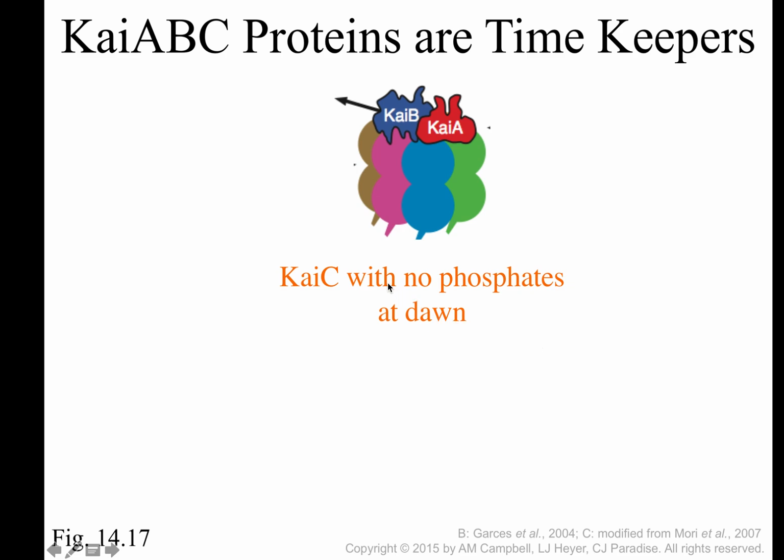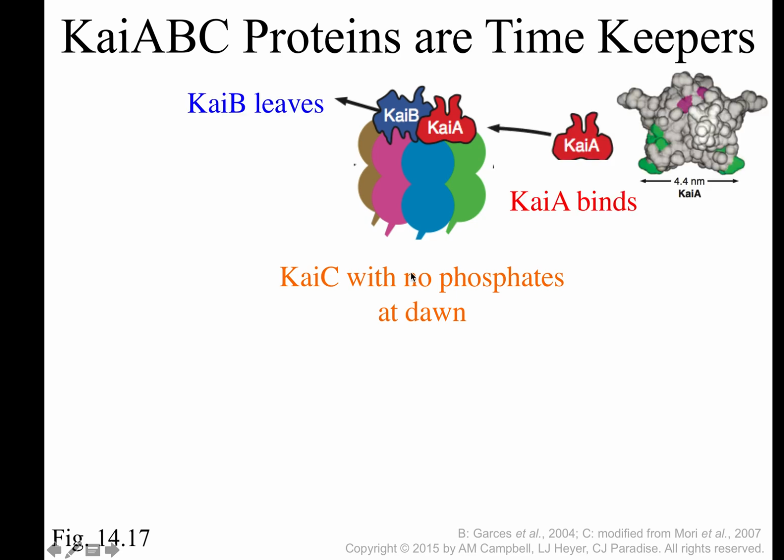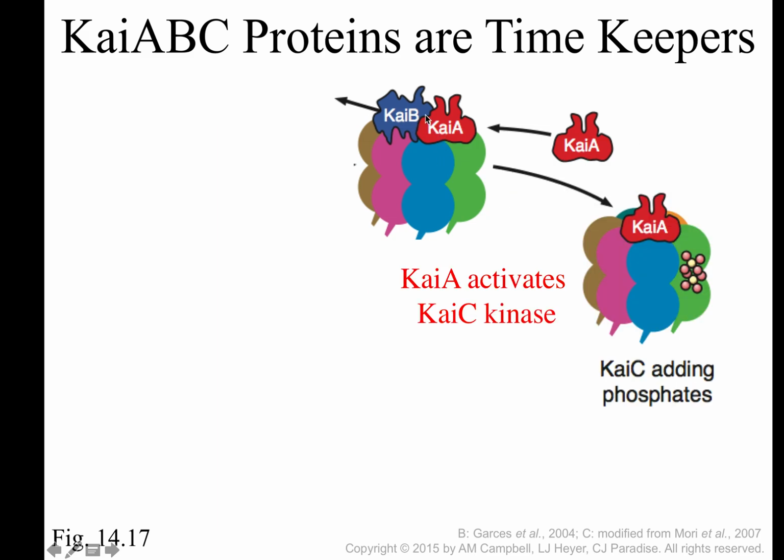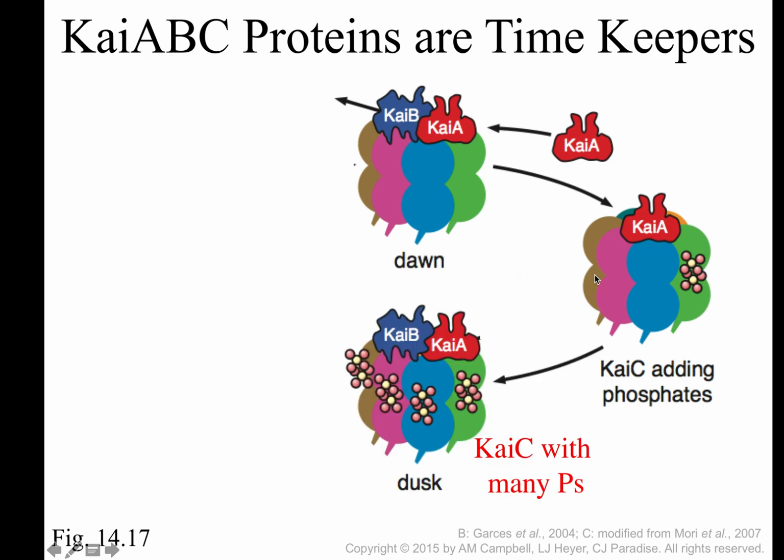So you start off with KaiC, that's at dawn, no phosphates on it. And then KaiA binds to the protein, and KaiB leaves. KaiA activates KaiC, which is a kinase. Kinases, we know from previous podcasts, take the phosphate from ATP and add it onto proteins. In this case, it's added onto this Kai protein. And as the cyanobacteria go through their day, they get more and more phosphorylated and more phosphates are being added.